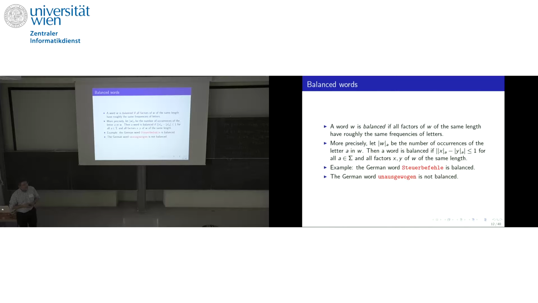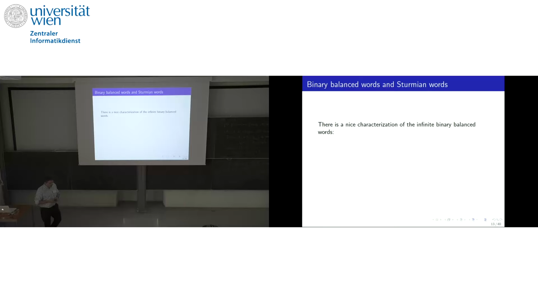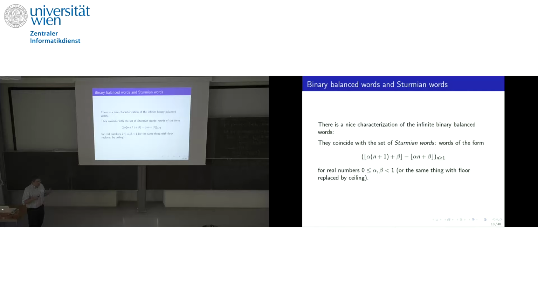Now it turns out that there's a very nice characterization of the infinite binary balanced words, and this is essentially the set of Sturmian words. These are words that we've seen discussed before. Words of the form: real numbers alpha and beta, you take the floor of alpha times n plus 1 plus beta, and you subtract the floor of alpha n plus beta, or the same thing with floor replaced by ceiling.